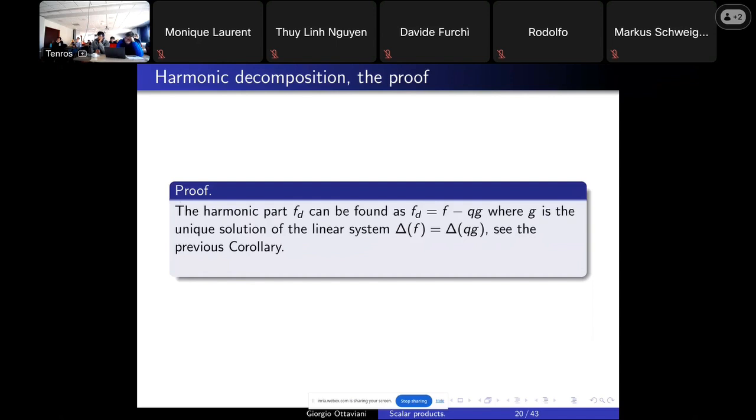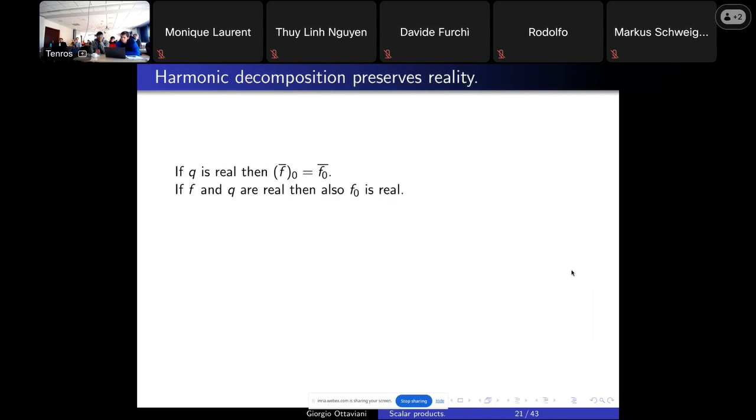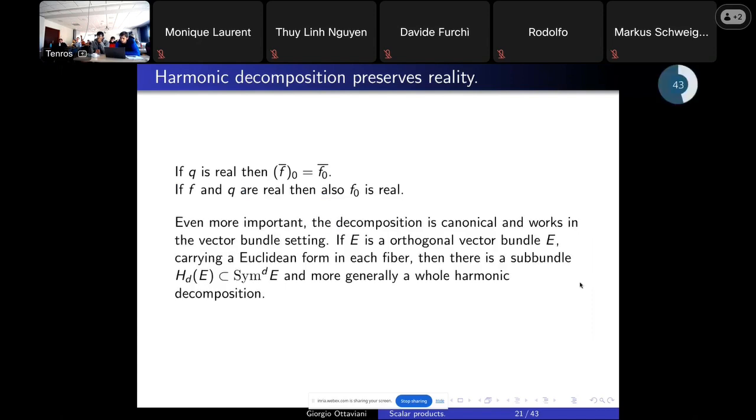So you find this, and then you can iterate, and you say the harmonic part of G is F(d minus 2), and you can find again and again and again. So it's just iteration of linear systems, and you can find your harmonic decomposition. These behave well over the reals, in the sense that the harmonic part of the conjugate is the conjugate of the harmonic part, and of course as a consequence it preserves reality.